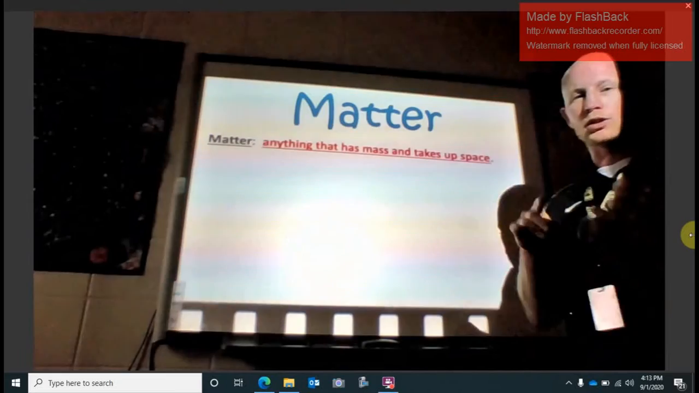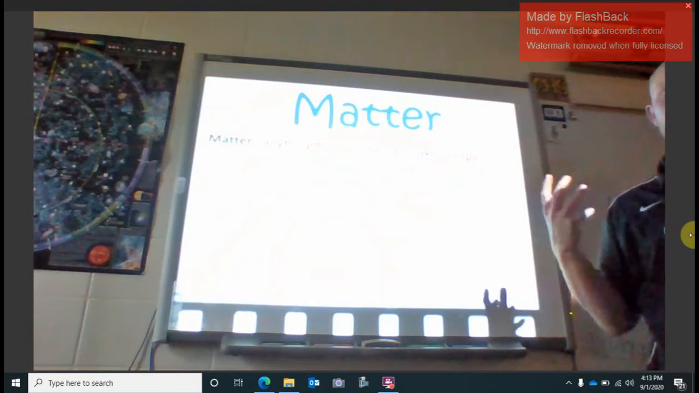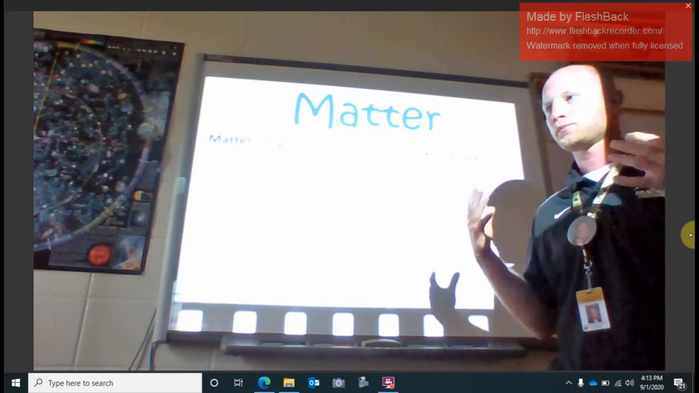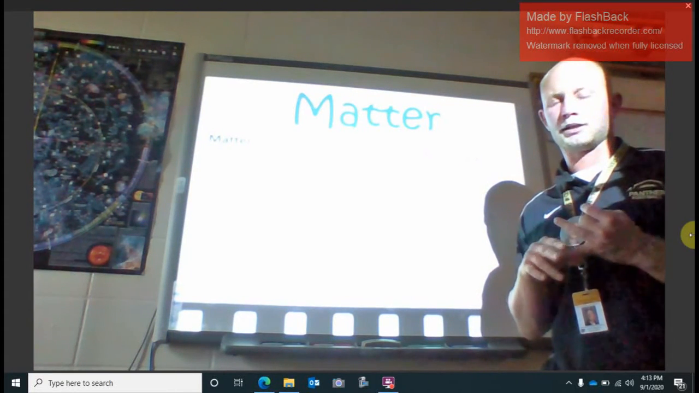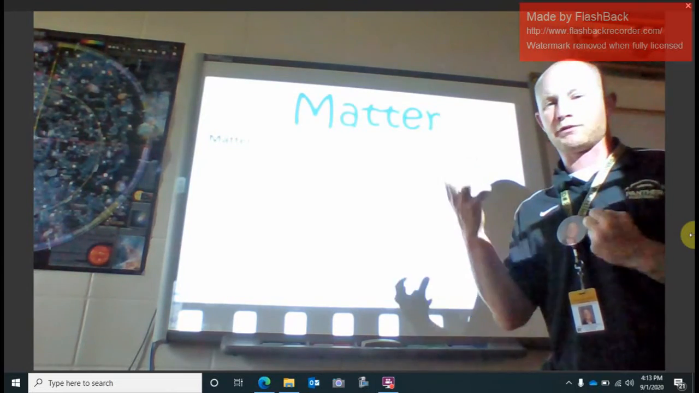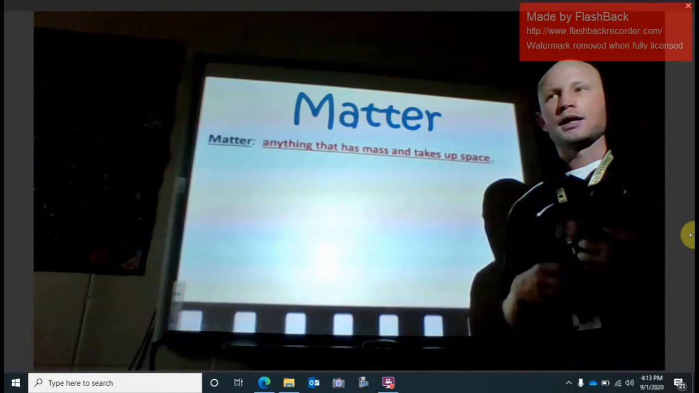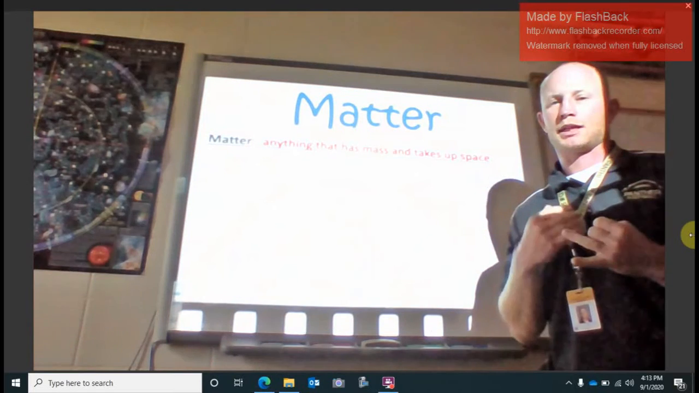Things like light, like the projector here that's shining this light, is actually not matter. Light doesn't have mass. It doesn't take up space. Gravity interacts with matter. Gravity pulls us to the earth. However, it doesn't have any mass. It doesn't take up any space.